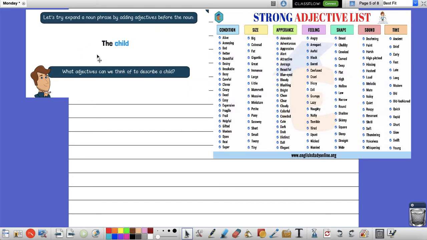Now we want to describe this child that we're thinking of. It could be you want to describe their personality, you might want to describe their appearance, you might want to describe their size. It's completely up to you. But remember, the adjectives go in between the determiner and the noun. So let's have a go at one together.